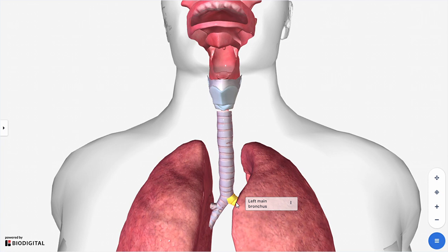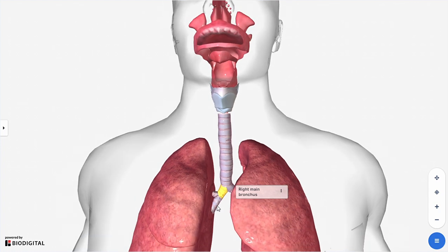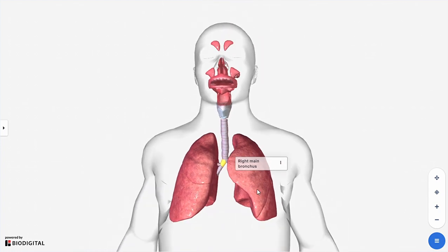We have the left and the right main bronchi. This area where the trachea splits into the bronchus is also known as the carina, and it's a ridge at the base of the trachea that separates the openings. Those lead into the lungs. We have the left and the right lung.